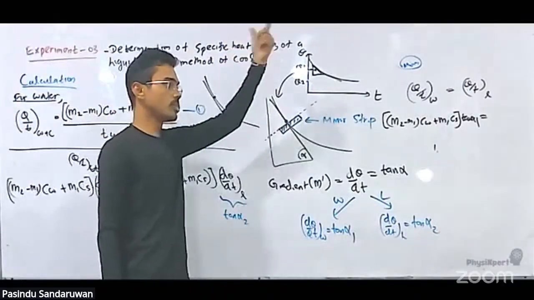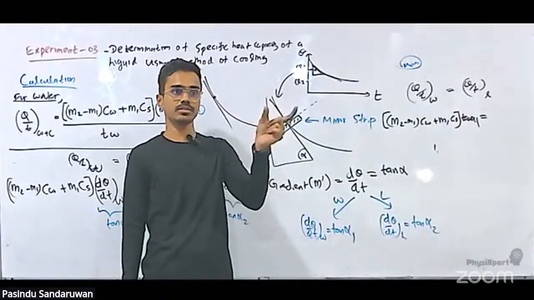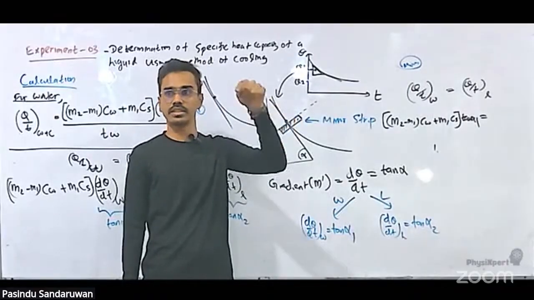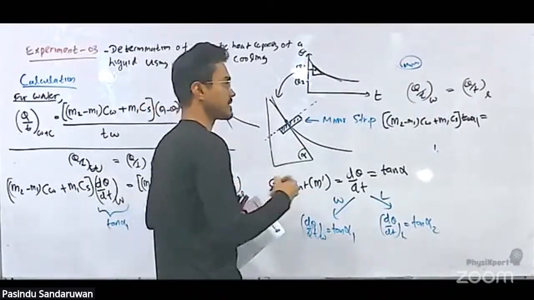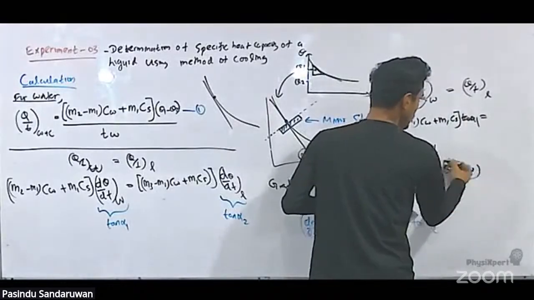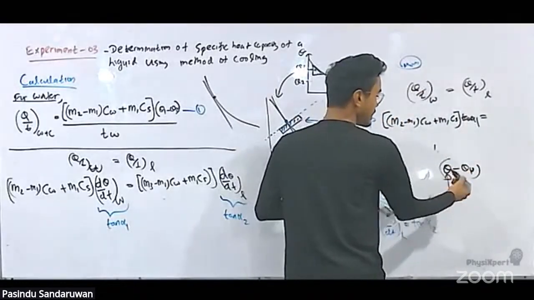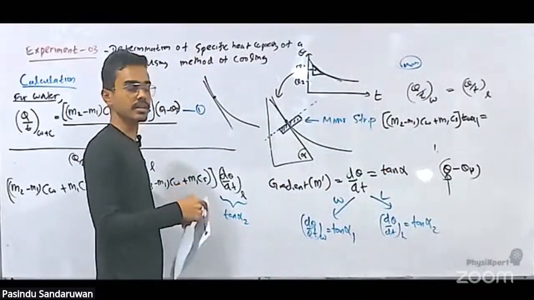Same theta. Because go back to our fundamentals. We have kept theta minus theta r constant because theta is constant. Theta is the temperature of the object at this point. It should be constant.